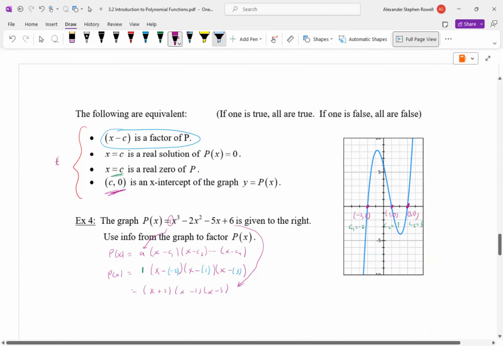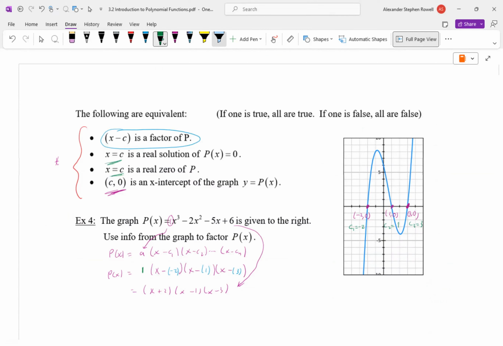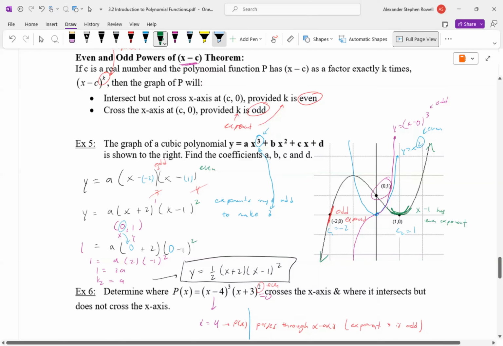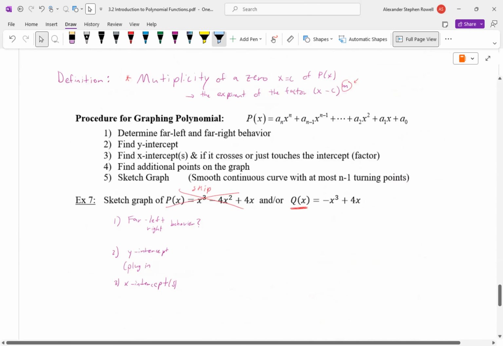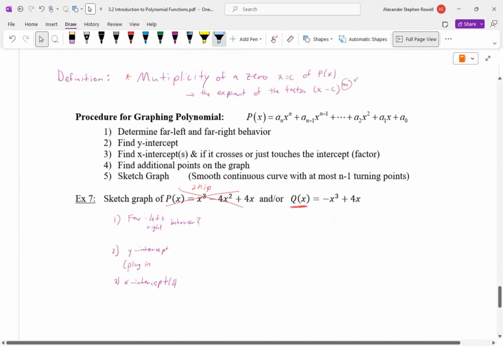And this is the important one. They're all important. But if x equals c is a 0, then x minus c is a factor, and (c, 0) is an intercept. Even power or even multiplicity, when we touch the 0, we don't pass through, we turn around. If it's odd multiplicity, we do pass through. So you want to read through those, make sure you understand every theorem, and then can apply it to the homework. And ask questions if there's something you don't understand.